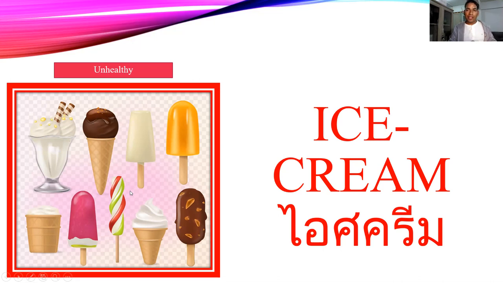What is good for health? Apple, good. Milk, good. Rice, good. Cornflakes, good. And egg, good. Normal water, good. Many types of fruits, many types of vegetables, that is good. Healthy food and not expensive.